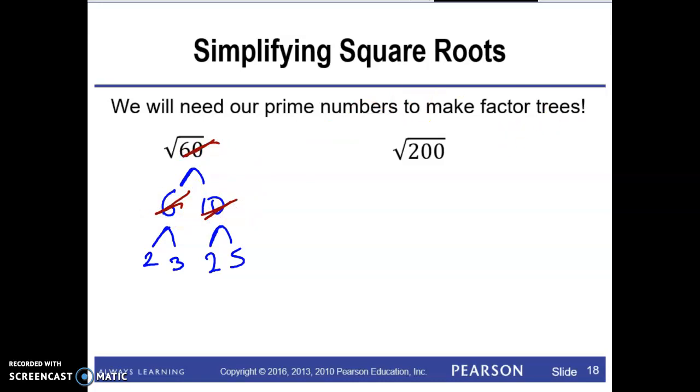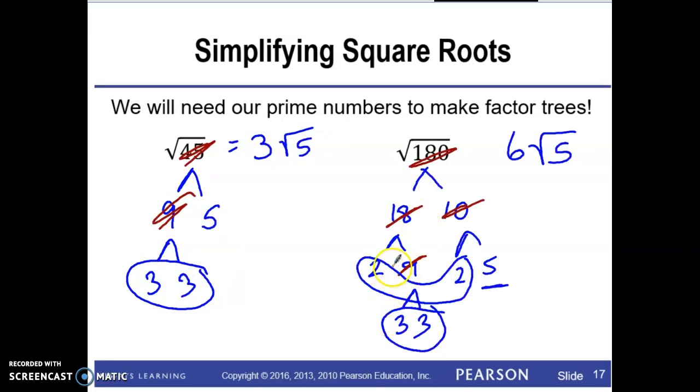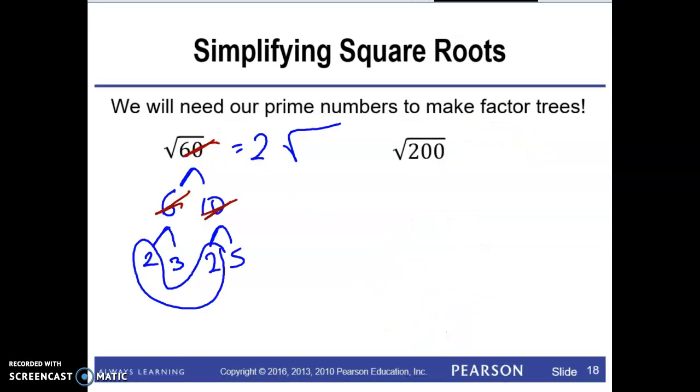Okay, squared and square root are opposites. That means I need two numbers. I see two 2's right there. So I know 2 comes outside. Now before, when we had the 2 and the 3 both circled, we multiplied them together to put them on the outside. We're going to do a similar thing here. 3 and 5 are both not circled, so I'm going to multiply them back together and put them on the inside.